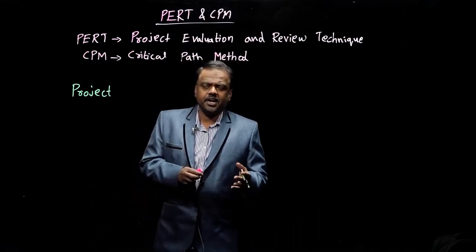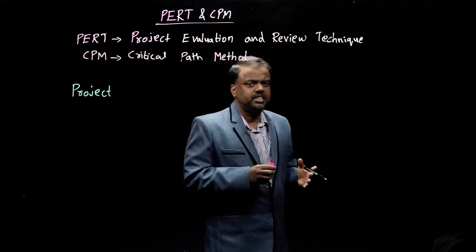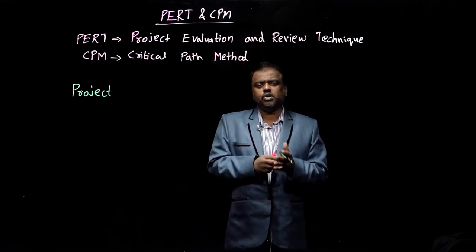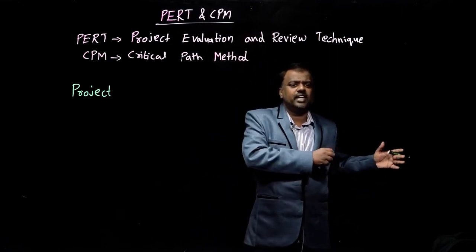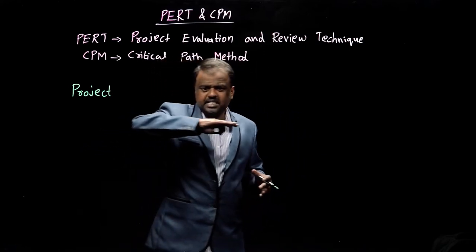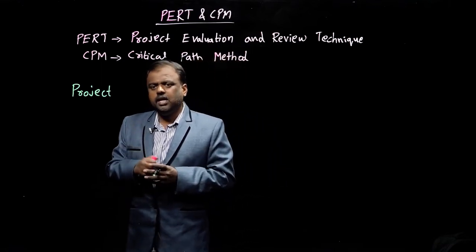So all are interrelated. Once the design is completed, then only you can go for manufacturing. Once the manufacturing is completed, then only you can go for assembly. Suppose you completed design without completing the manufacturing, you cannot go for assembly. So they are all interrelated and they must be completed in a certain order before completing the project. So that is called a project.